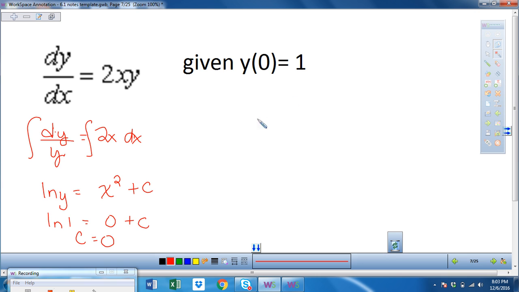Okay, so now going back, now I have the natural log of y is equal to x squared. How do I solve for y? I exponentiate both sides, so I get e to the x squared is equal to y.